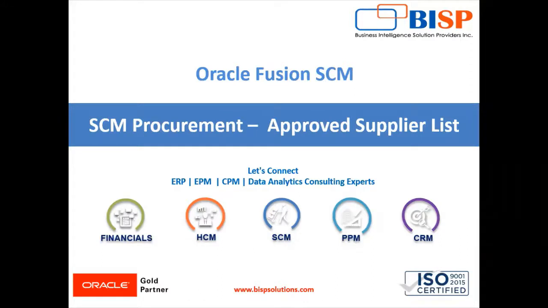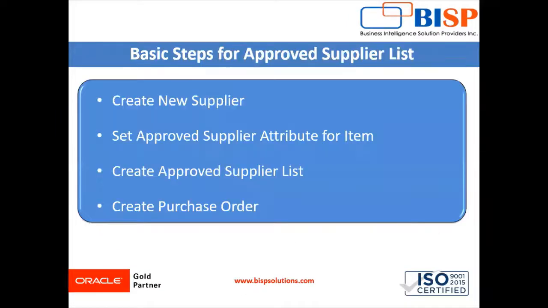My name is Lokesh Gandhi, and in today's session we are going to perform the approved supplier list in the Oracle Fusion Supply Chain Management procurement application. We have to perform some basic steps. First of all, we will create a new supplier. After that, we set the approved supplier attribute for the item. Later on, we will create the approved supplier list.